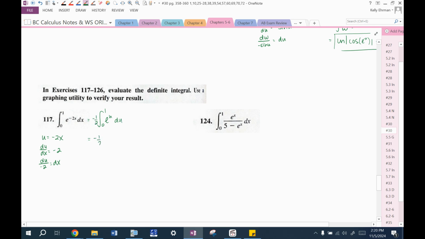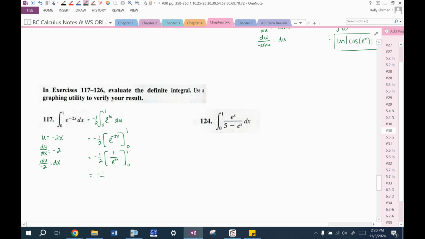And then I get negative 1/2 times e to the negative 2x, going from 0 to 1. Before you plug numbers in, I would suggest rewriting the negative exponent, because I have found that if I don't do that for myself, sometimes I miss the whole fraction part of it, the fact that it's going to be a fraction. So just my suggestion.